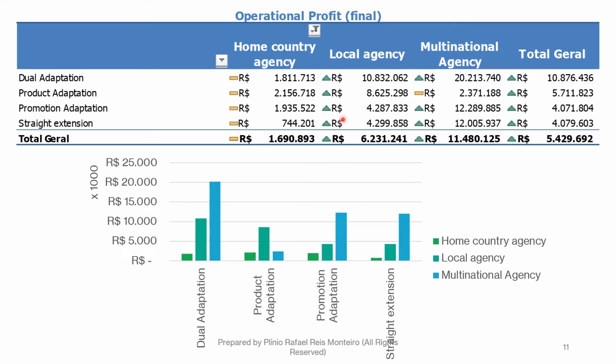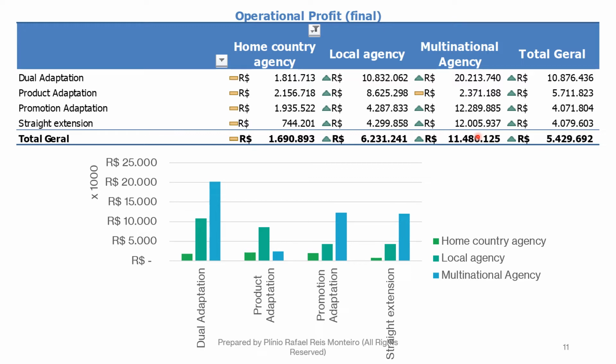And when you are not adapting your product or your campaign, it seems that the local agency is more effective than the home country agency, but the profit is not that high. So the profit is low if you have local knowledge but you're not using that to really change your value proposition. Basically, companies achieve a lower level of profit. And with a multinational agency, the profit seems to be really high.